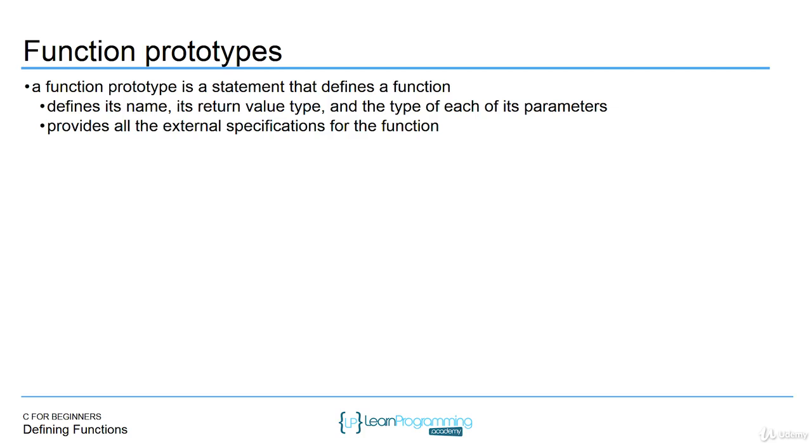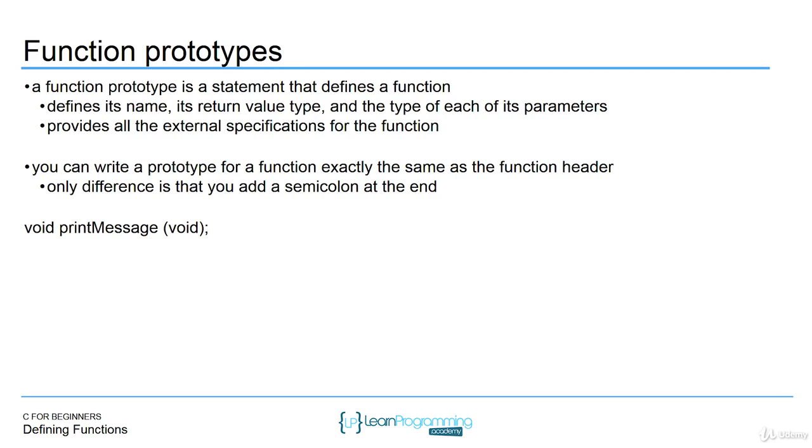So a function prototype is a statement that defines a function. It tells the compiler essentially all the details of the function. It defines its name, return type, and the type of each of its parameters. So it looks like a function header. It provides all the external specifications of the function. Mainly, you've also probably heard the term signature, function signature. That's what it is. It's specifying the data returned, the data that it takes, and everything about the function itself.